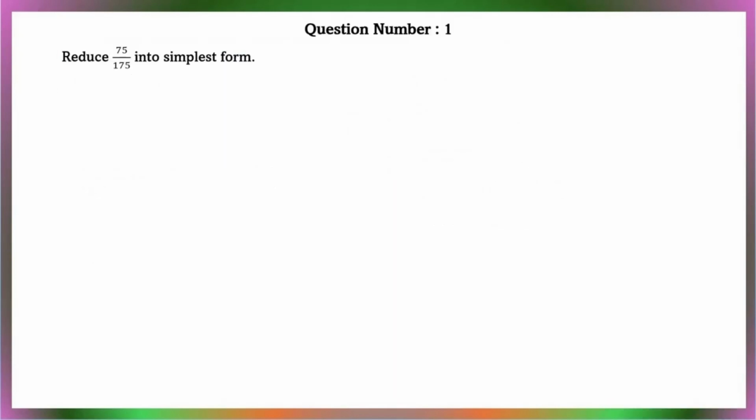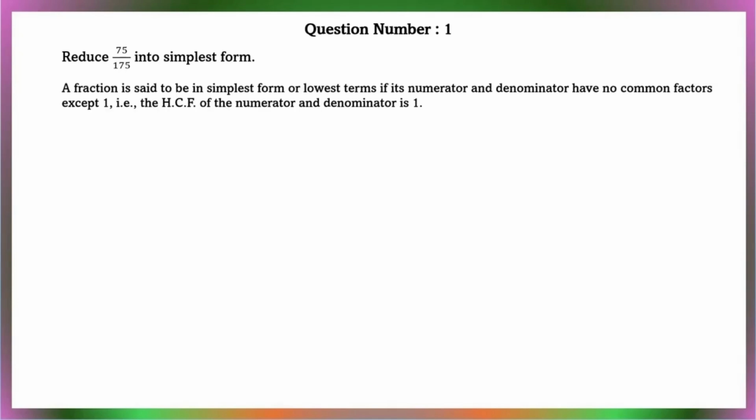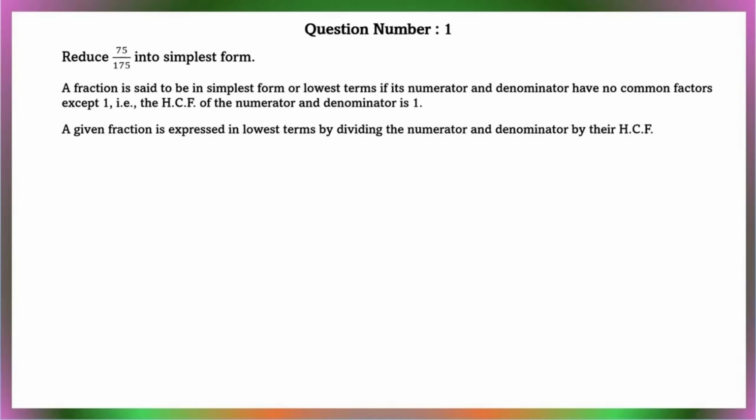Now let us look at some important questions based on what we've just revised. Question number 1. Reduce 75 by 175 into simplest form. A fraction is said to be in simplest form or lowest term if its numerator and denominator have no common factors except 1. That is, the HCF of the numerator and denominator is 1. A given fraction is expressed in lowest term by dividing the numerator and denominator by their HCF. Now, let us look into method 1.